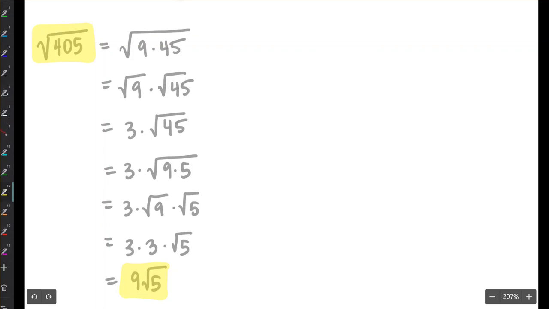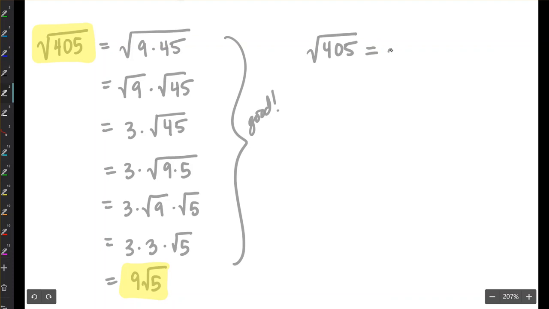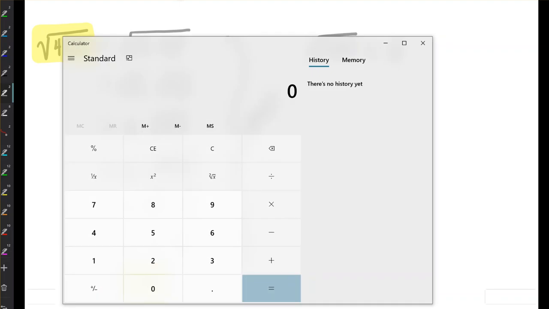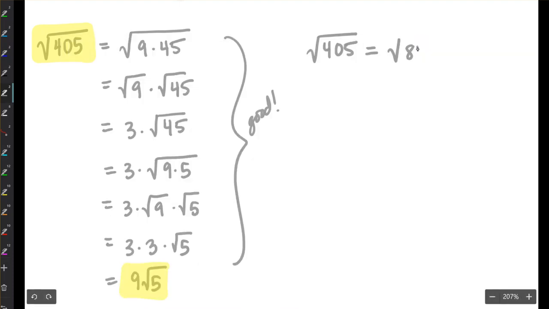Now you could have gotten there faster. This is perfectly all fine. But notice that if I found that 81 divided in evenly into 405, 405 is 81 times 5. Look how much quicker we got there. Square root of 81 times the square root of 5. The square root of 81 is 9. The square root of 5 is just the square root of 5. So that's the benefit.